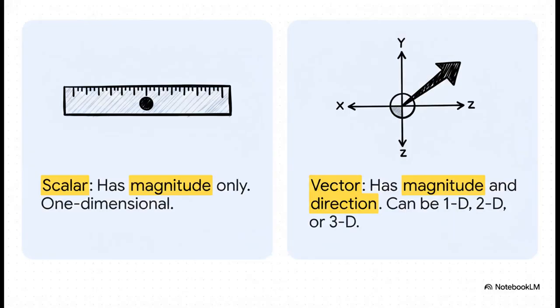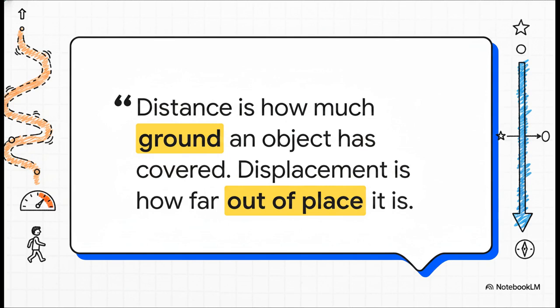So let's just lay it all out. Scalars, they're simple. Just magnitude, one-dimensional. But vectors, they've got magnitude and direction. They can work in 1D, 2D, even 3D, which means they need their own special kind of math to handle all that extra info. And this whole scalar vector thing becomes crystal clear when you compare distance and displacement.